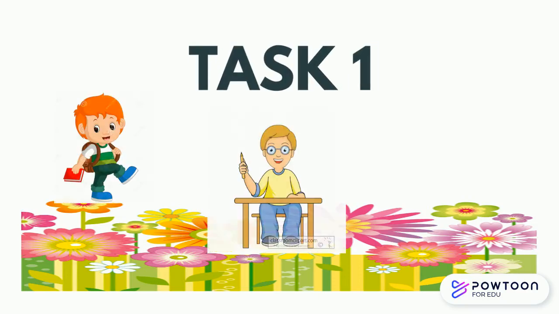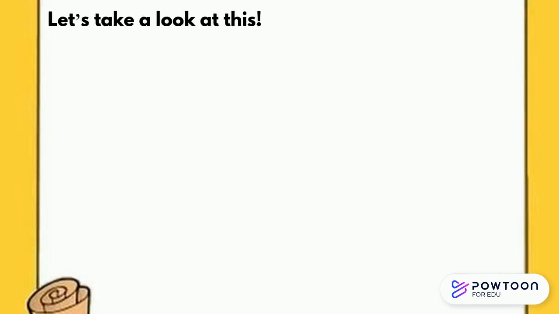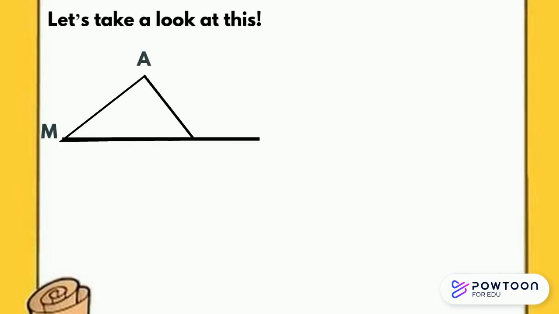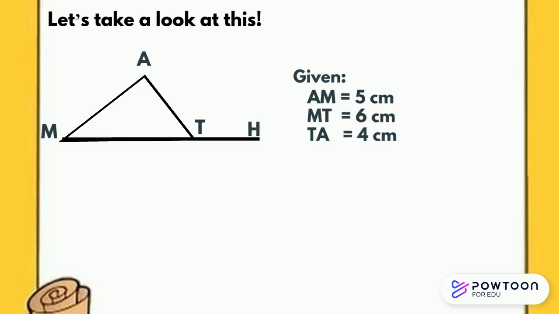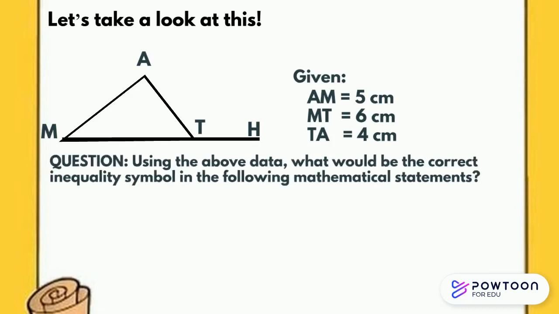Here is your task number 1. Let's take a look at this. We have the illustration with the following given. The measure of AM is equal to 5 cm. The measure of side MT is 6 cm. And the measure of side TA is 4 cm. Your task is to answer the given question. Using the above data, what would be the correct inequality symbol in the following mathematical statements?